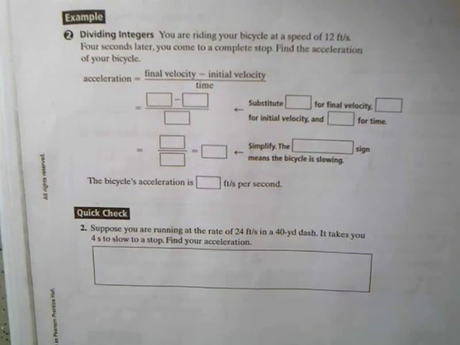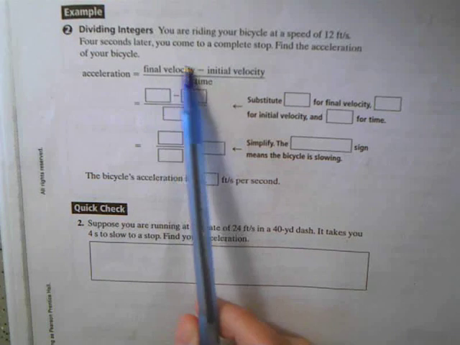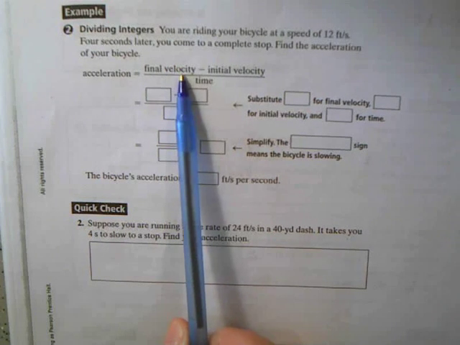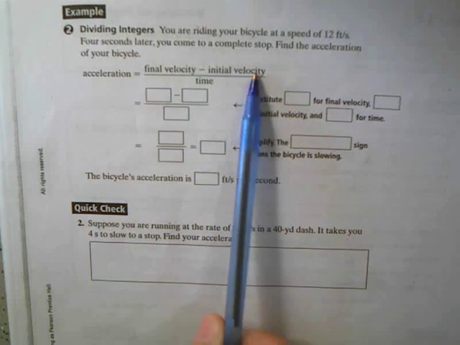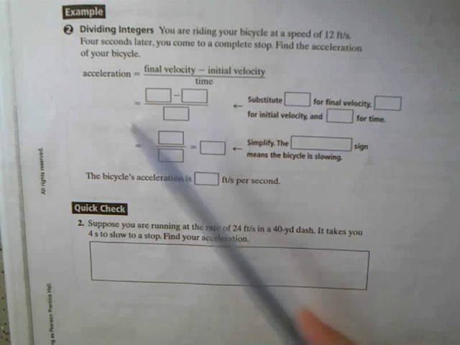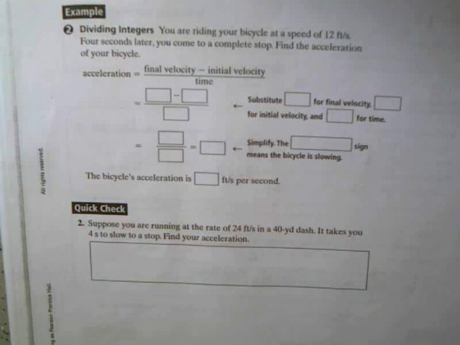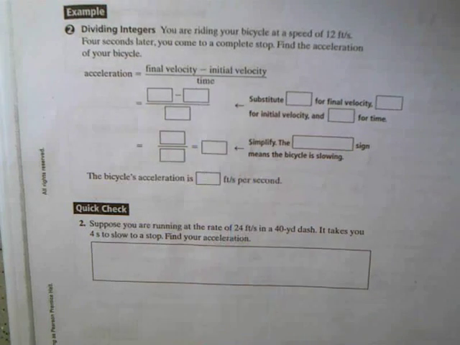You are riding your bicycle at a speed of 12 feet per second. 4 seconds later, you come to a complete stop. Find the acceleration of your bicycle. Okay, and we are given a formula to use. Acceleration is equal to the final velocity, final speed, minus the initial velocity, how fast you were going at the beginning, over the time. And of course, time is the duration that you are considering here.